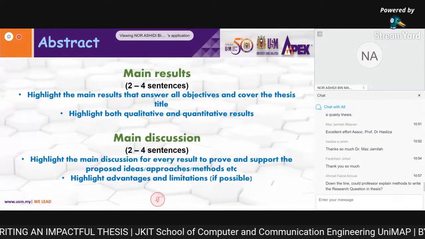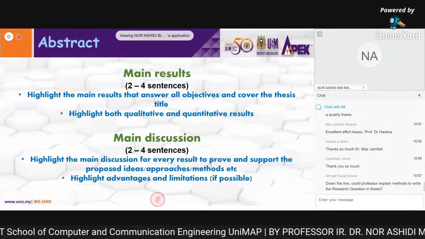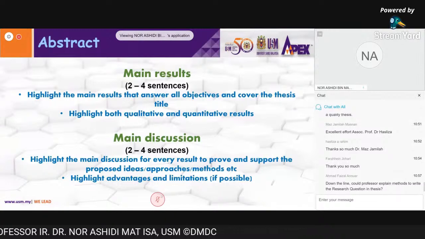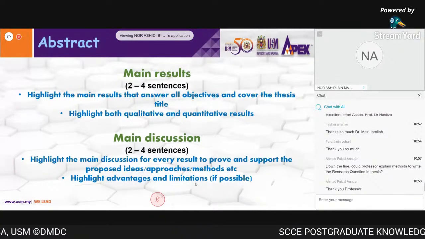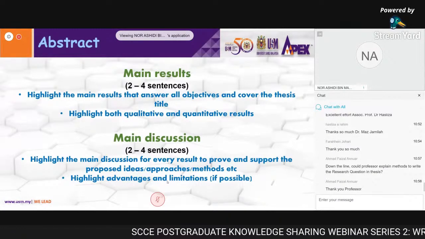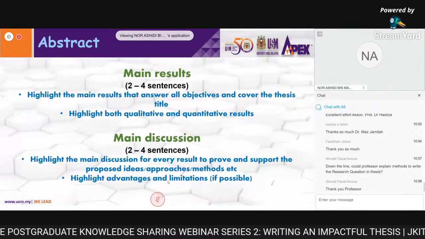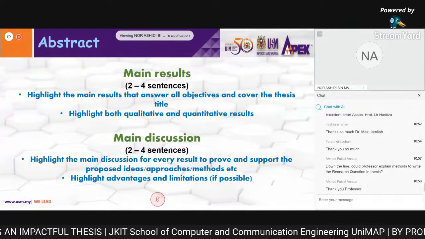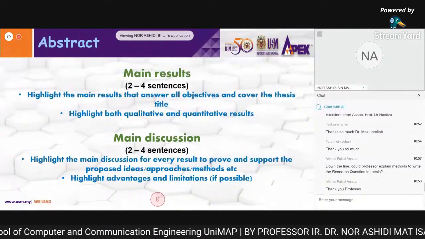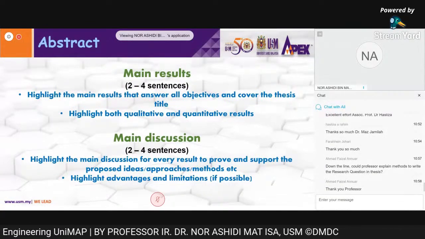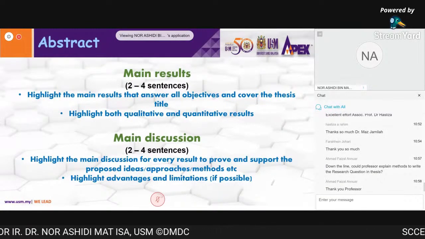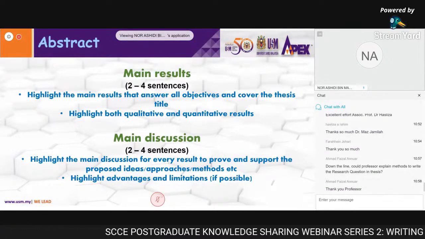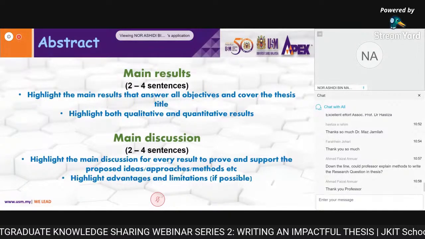Then the main discussion. When you have the results, discuss whether your proposed idea was successfully implemented or not, and then please highlight the advantages and the limitations of the technique. One more thing, students are always afraid to state or discuss the limitations. The problem is, a good researcher can not only explain the advantages but must also be able to highlight the limitations, because research is a continuity process.